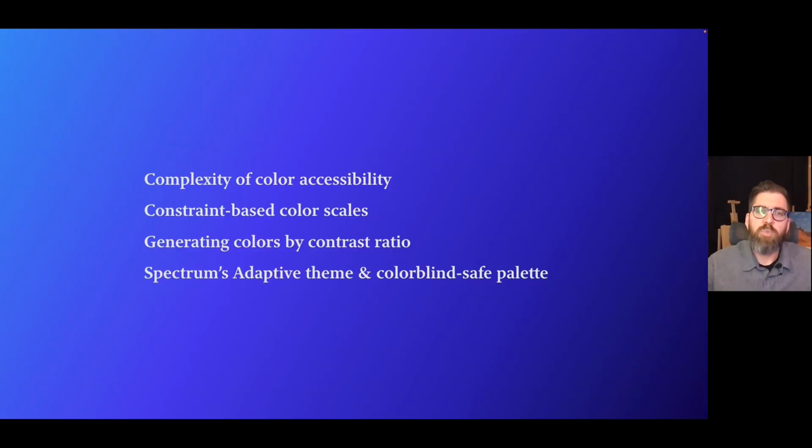So I've talked about the complex problem around color and accessibility. Leonardo has helped our team to solve this problem with the use of constraint-based color scales and the generation of colors based on target contrast ratios. Leonardo is used as a springboard for our team to implement a more inclusive and fully adaptive color theme that could one day provide personalization options for our users. And Leonardo also supercharges our capabilities as designers to create a colorblind safe color palette using existing theme colors. These are some of the primary ways in which Leonardo has become instrumental in Spectrum's creation of an accessible color system.